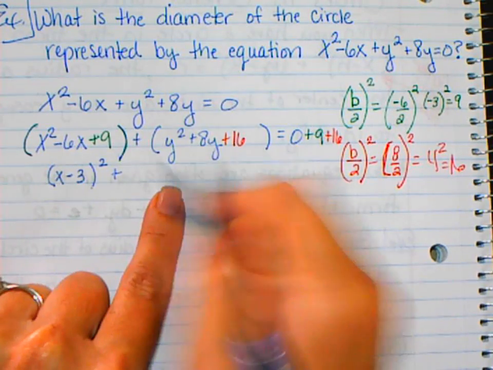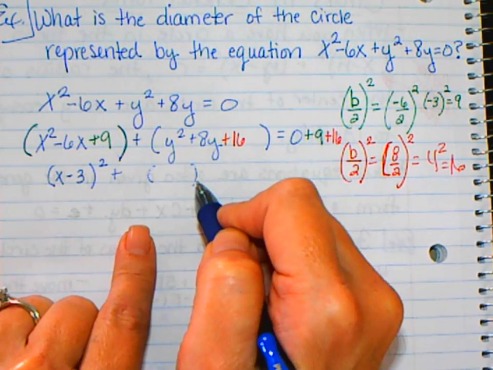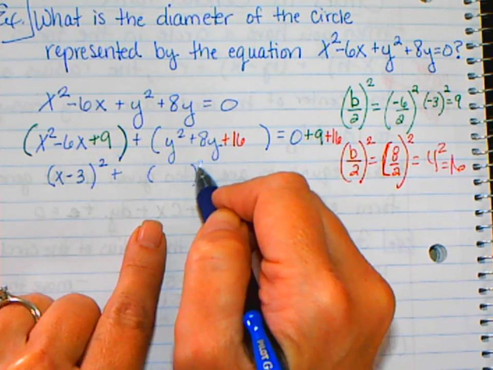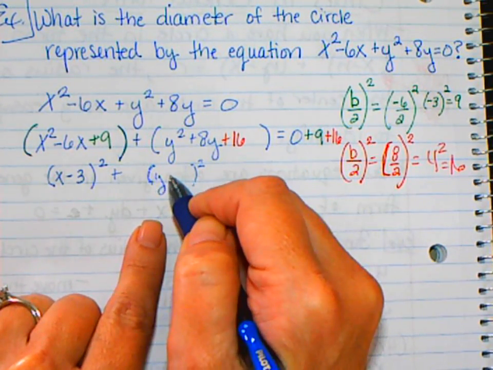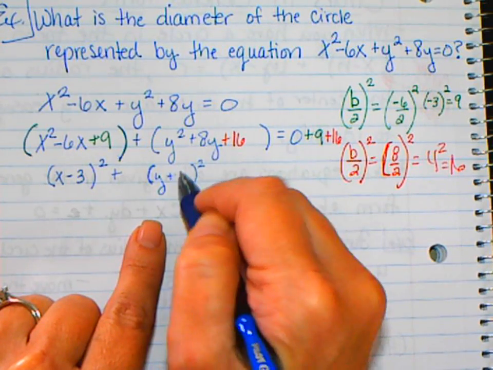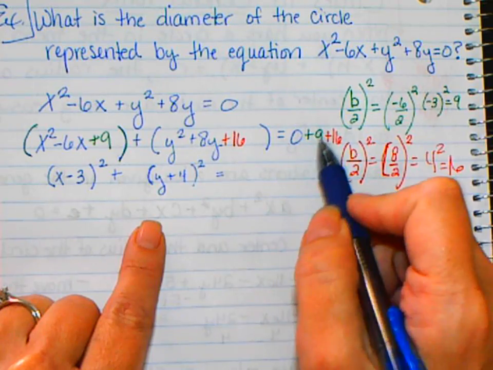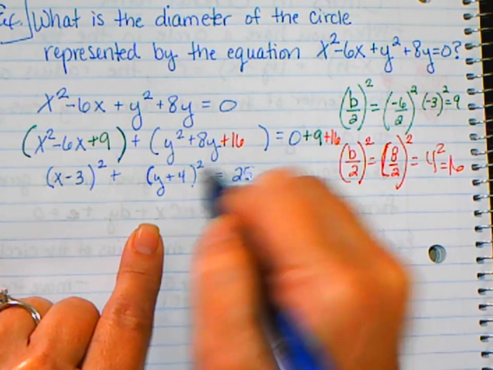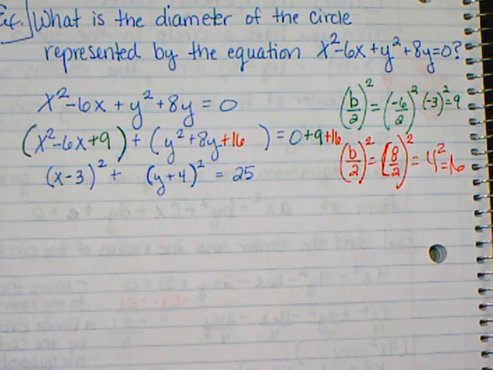Plus, we got another perfect square trinomial over here. So we know that factors into 2 binomials that are identical. So one set of parentheses squared. So it's y plus 4 equals, over here we just add 0 plus 9 plus 16 is 25. We now have the equation of a circle in center radius form. We can look at it, find the radius, we can look at it and find the center of the circle.